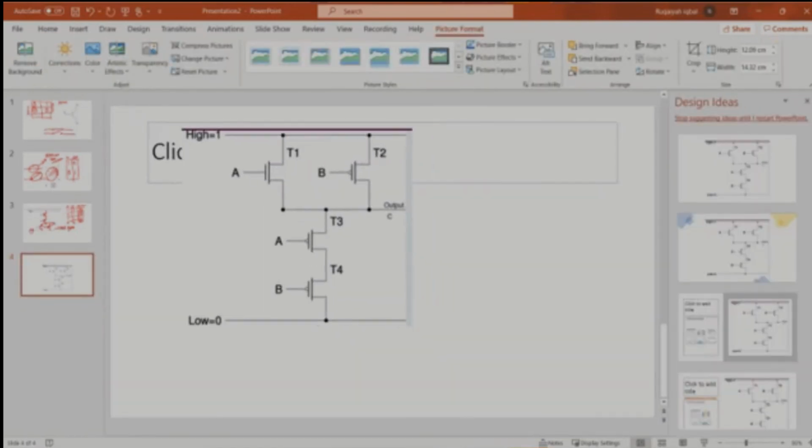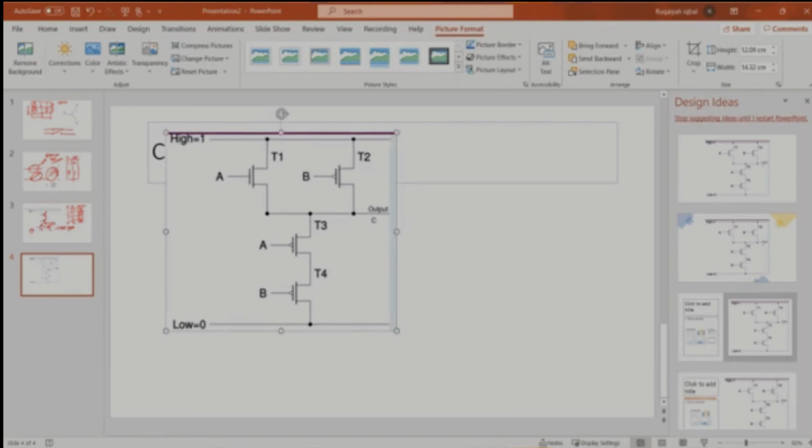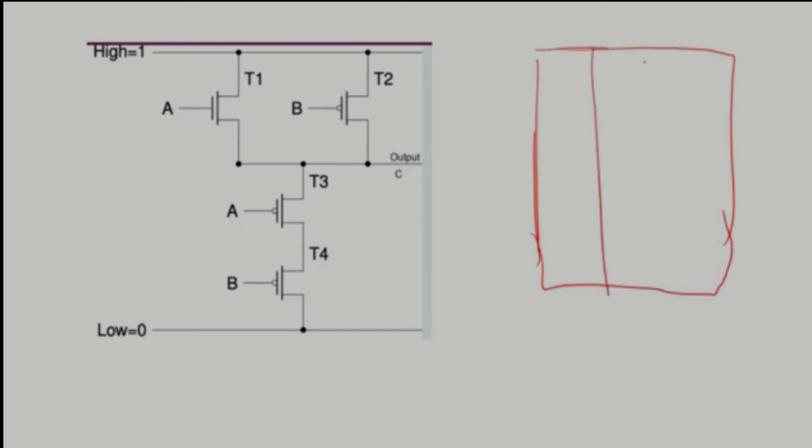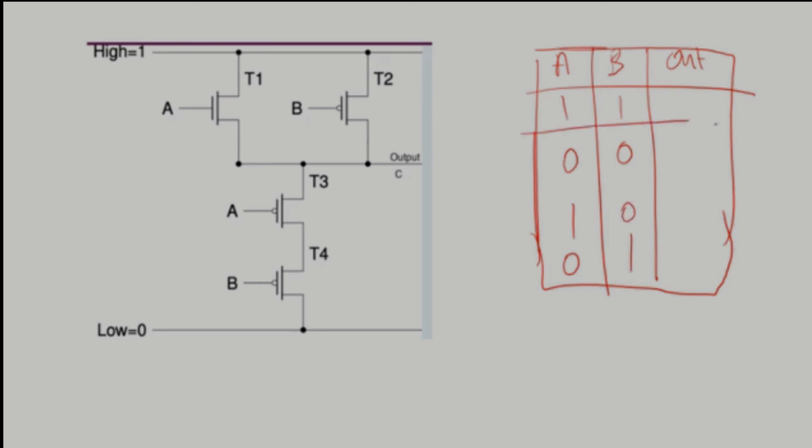Okay, let's go through this example. So this is quite an interesting one. Let's draw a little truth table again, because you know we like truth tables. So we're going to have A, B, and out. And then we're going to have 1 0 1 0 1 0 0 1. Let's go.